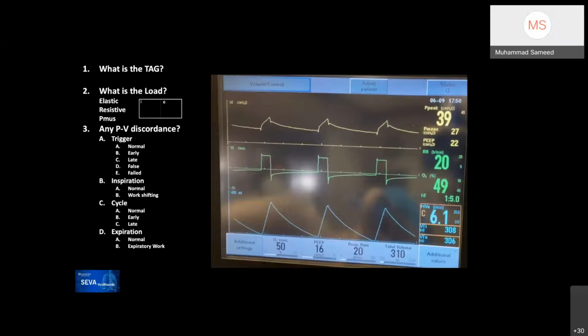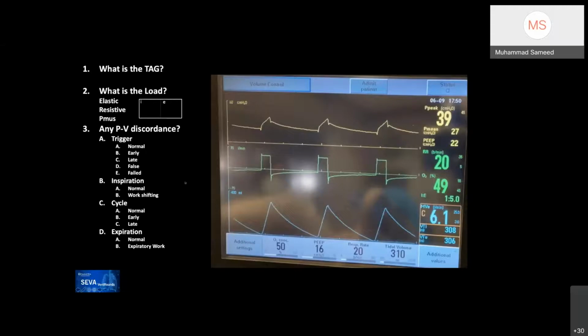And similar for cycling, I think. I don't detect any discordance between neural and machine cycling. And expiratory wise, I think the patient is still not reaching baseline during that, but other than that, I don't see any active work being done by the patient. Again, seems very passive on the vent. So that will be my interpretation of that.